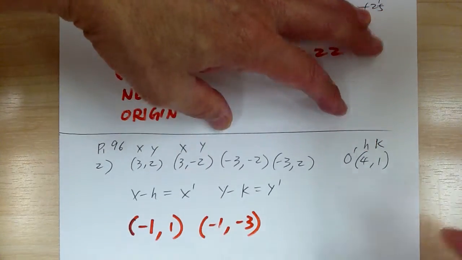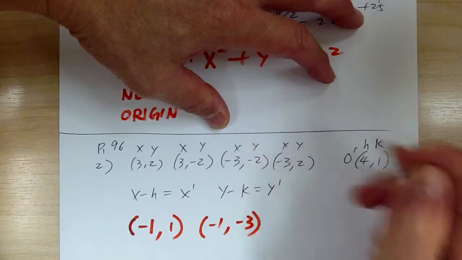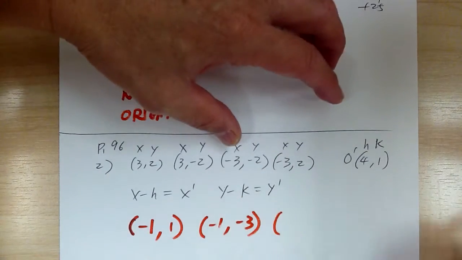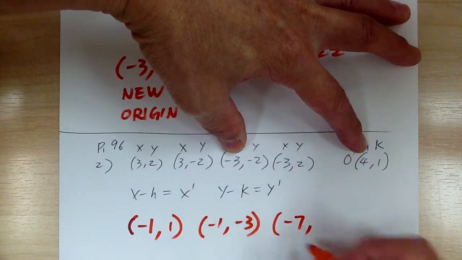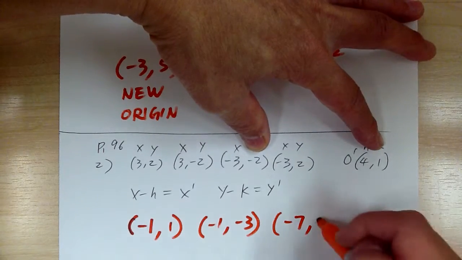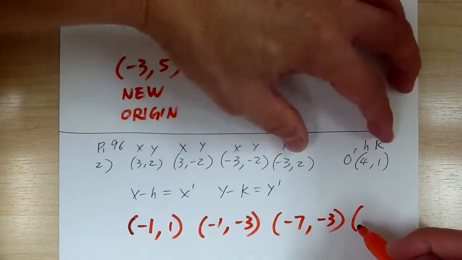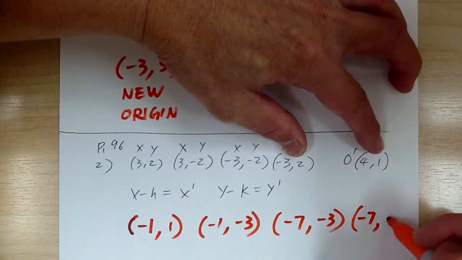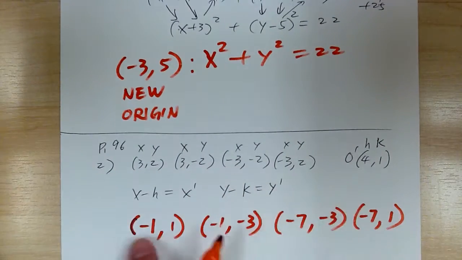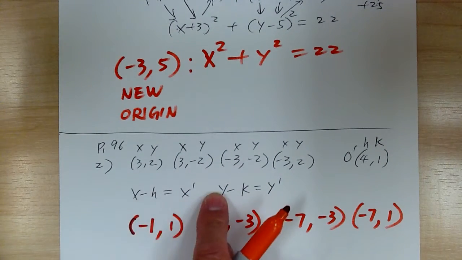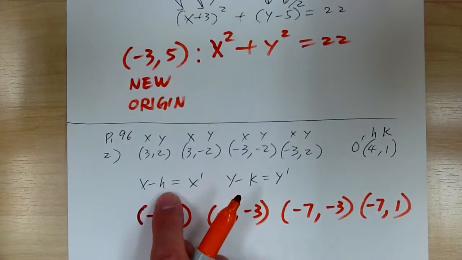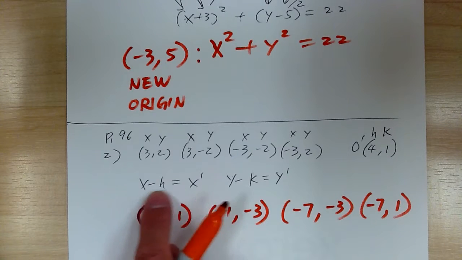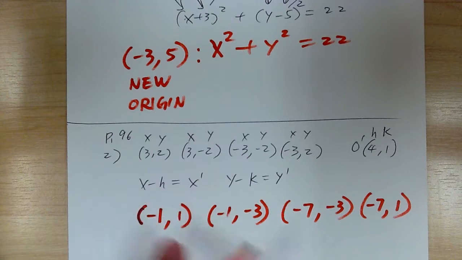Next one, x and y, this point. x minus h gives you -7, y minus k gives you -3. And this one over here, x minus h gives you -7, y minus k gives you 1. So these 4 points become these 4 points, just using this formula. This is much easier to use compared to the formula in the book, and you're also more familiar with this. You see this a lot when you're dealing with conic section equations.